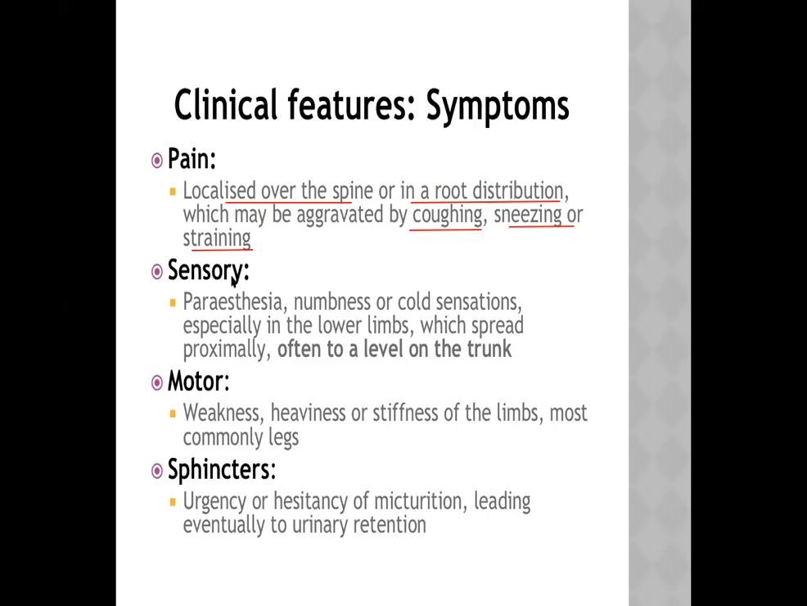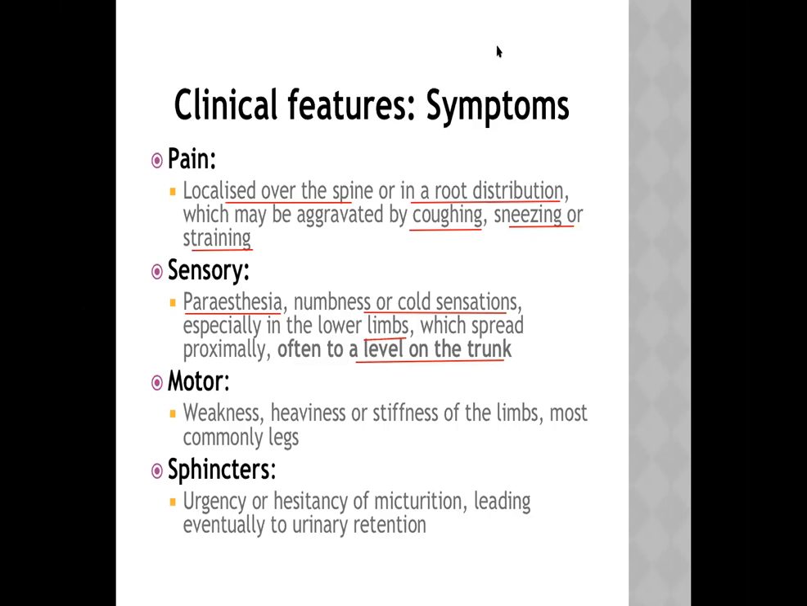Another type is a sensory problem, and these are paresthesia, numbness, or cold sensation, especially in the lower limbs, which spread proximally, often to a level on the trunk. So it's a very interesting condition. If a part of the spinal cord is damaged, then only the area below that level has a sensory problem. Above that level, everything is fine or normal. And these sensory problems can be anything. It depends on which type of fibers are damaged there, isn't it?